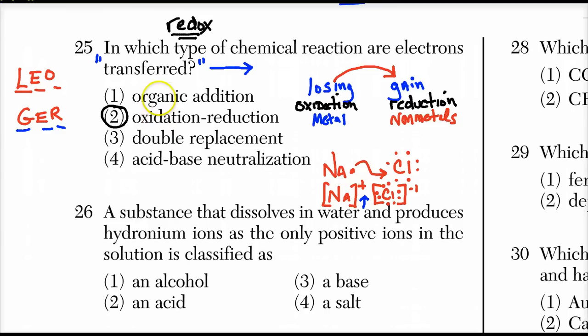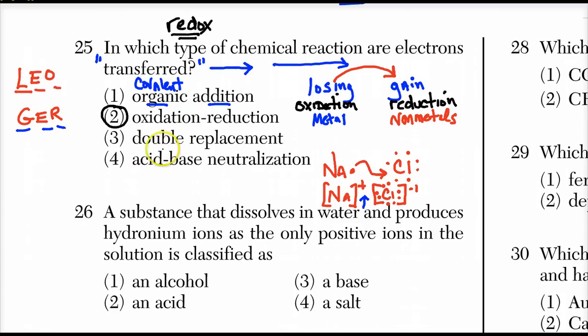And the rest of these are kind of off the topic. Organic addition, organic reactions you should know are basically covalent in nature. And covalent in nature are not a transfer as we've talked about here. This would be sharing, so you wouldn't have someone gaining and losing electrons. They'd be kind of sharing them.